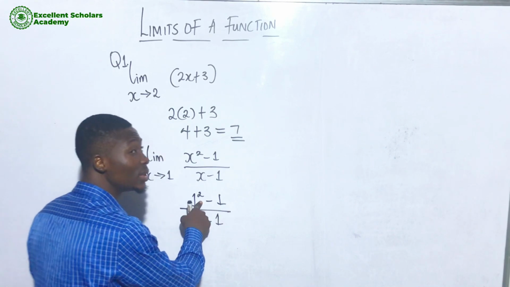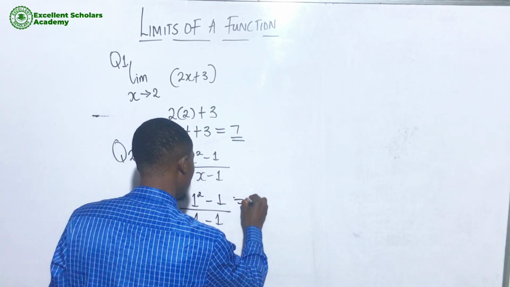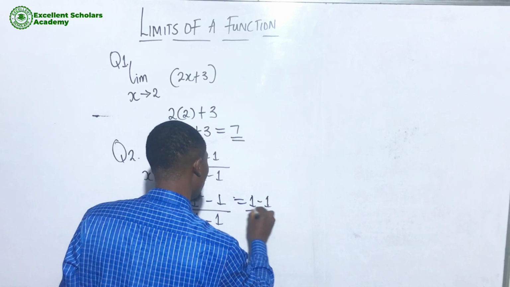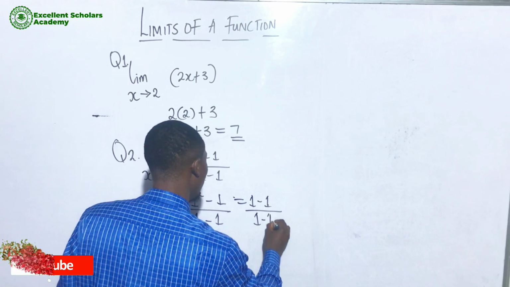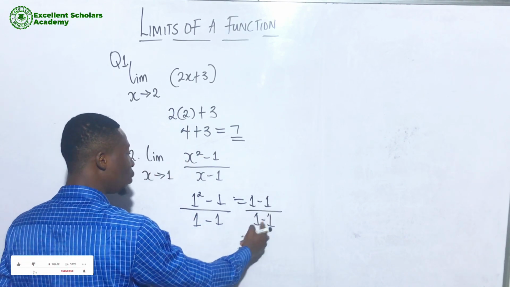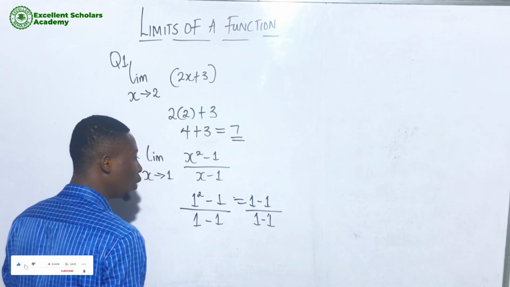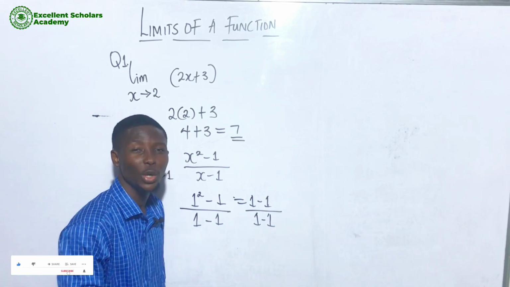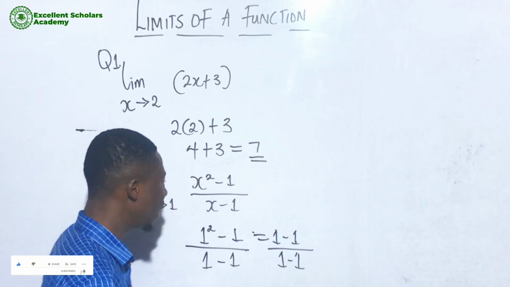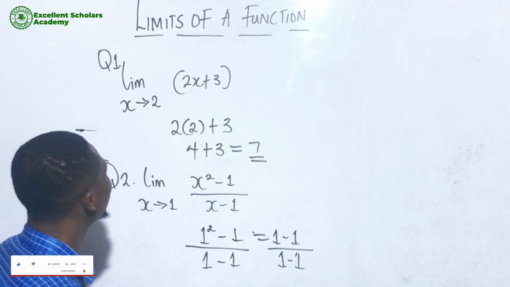Now 1 squared is 1, minus 1, all over 1 minus 1. And don't forget, 1 minus 1 is 0, so the denominator is still 0. And I told you earlier, you must avoid 0 over 0. So is there a way out of this?